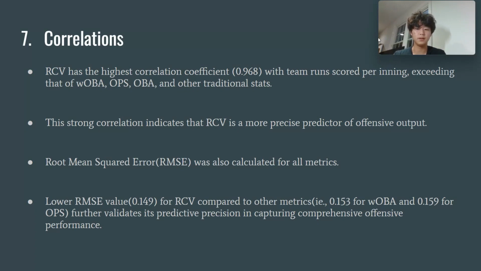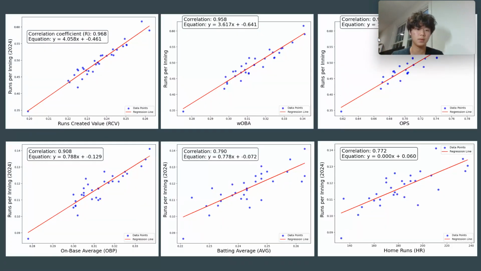To validate RCV, a correlation analysis was conducted between team RCV and actual runs scored per inning during the 2024 MLB season. Here are the correlation graphs of different metrics. RCV had a correlation coefficient of 0.968, which was the highest among all metrics that were tested, including OPS and wOBA. The root mean squared error, also known as RMSE, was also calculated.